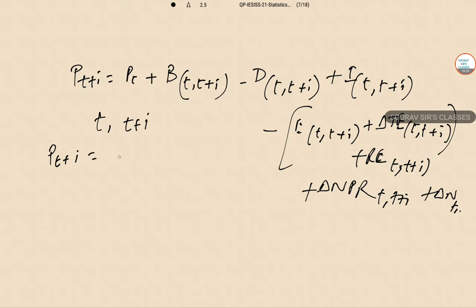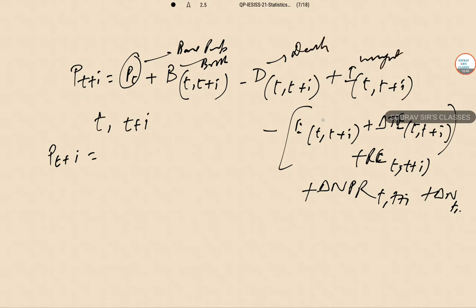P of t plus I is the estimate of the population at the time t plus I, and P of t is the estimate of the population at the time t, which is also the base population. B equals birth, D equals obviously death, I equals immigrants, E for emigrants, delta T E is net temporary emigration. RE means returning immigrants. So people come from A to B, this is immigration, then they get out, this is emigration, and they come back again to B, so returning immigrants.